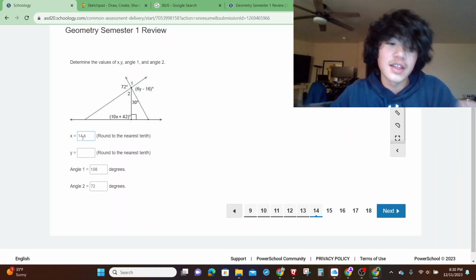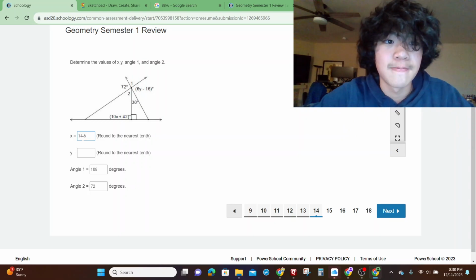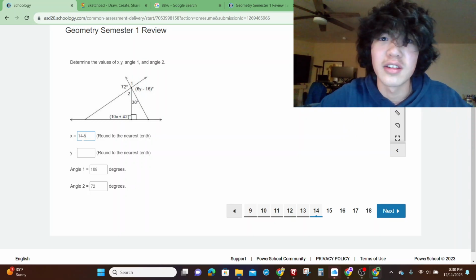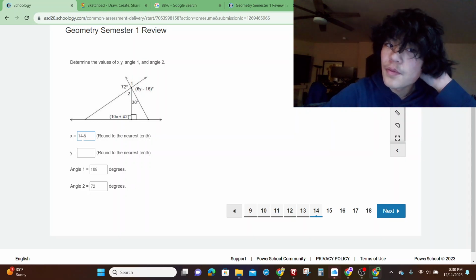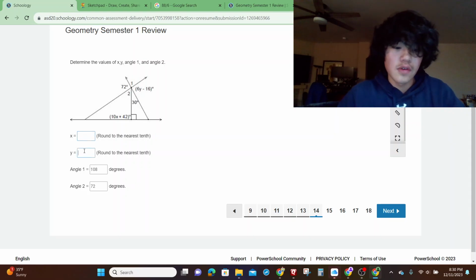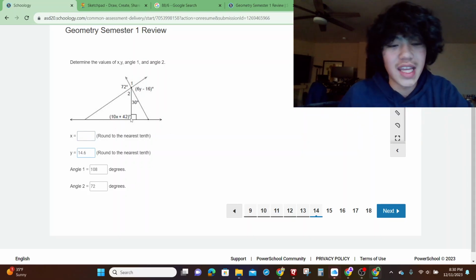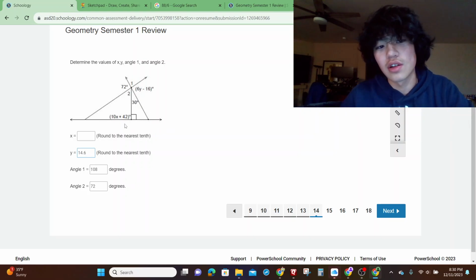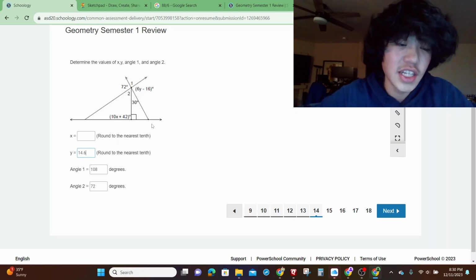So we all remember the tenth place, hundredth place from like kindergarten, or probably not that early, like fifth grade or something. But yeah, that's how you do it. Now, that's the y value, 14.6. We're going to find the value of x. This line right here is going to equal 180 because these two angles are linear pairs. By this box right here, we can tell it's a right angle. Right angles are 90 degrees.